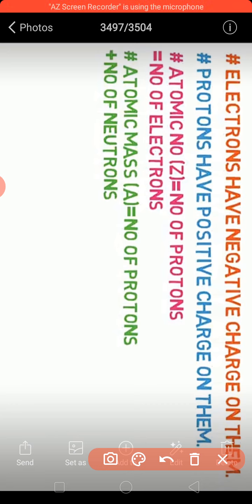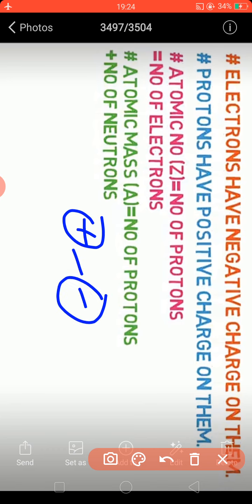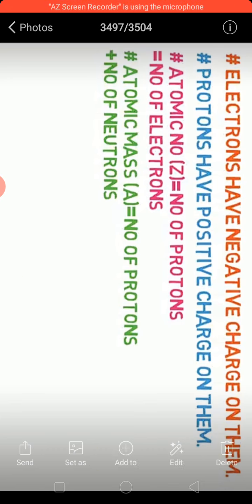So the stability of an atom is only because of an equal number of protons and electrons, positive and negative charge. Since neutrons do not carry any charge, they may be more than protons in some cases. Those kinds of atoms are called isotopes. For example, there are some atoms which have isotopes.